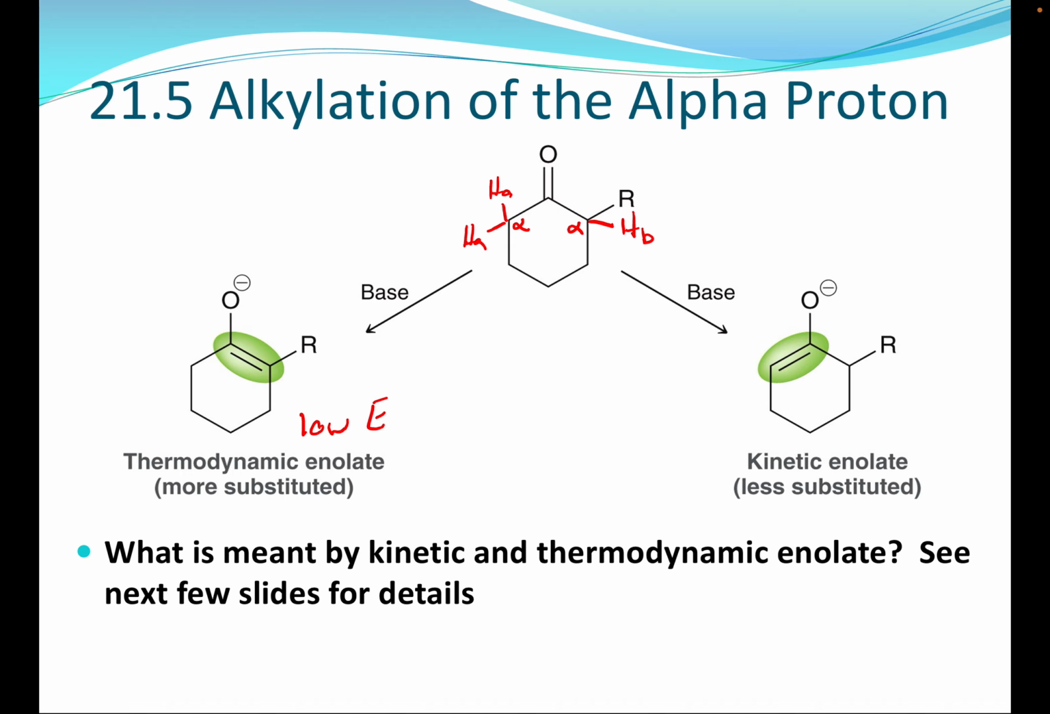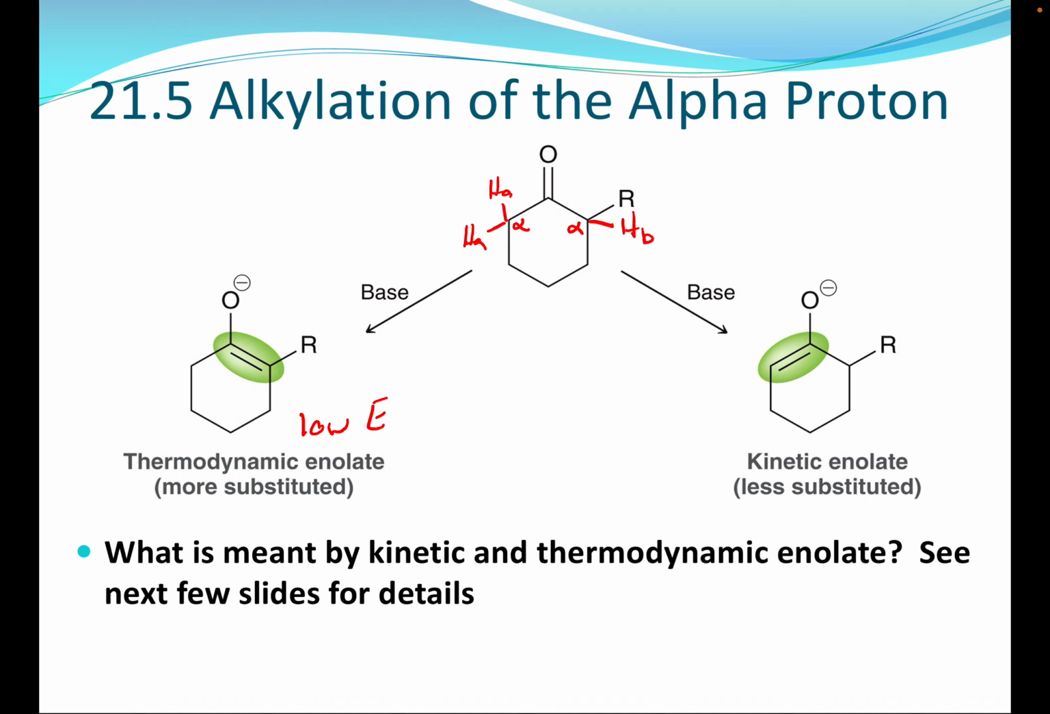Deprotonating one of the HA protons will give us the product on the right, our kinetic enolate, which is less substituted. But if you're looking at your structure, your HAs are more readily available. They're not strictly hindered in any way. So it'd be a lot faster to deprotonate one of the HAs as opposed to deprotonating the HB. The kinetic enolate is higher energy because your enolate product is less substituted.